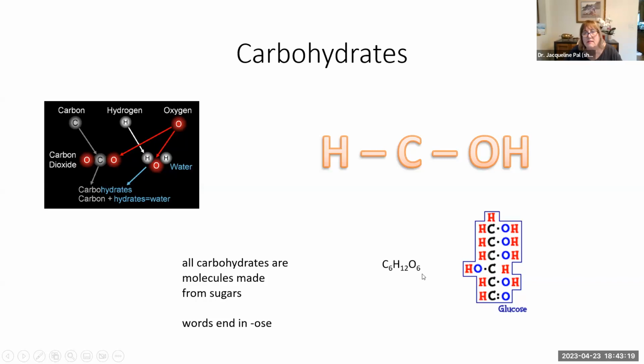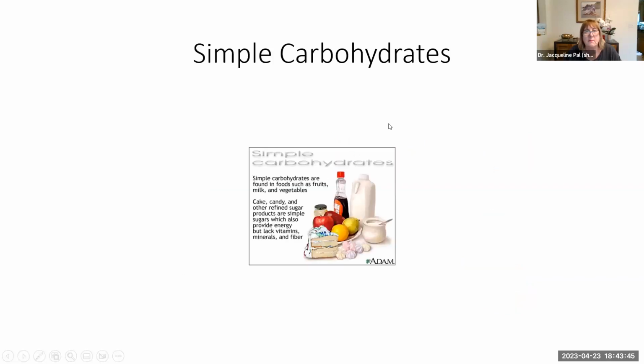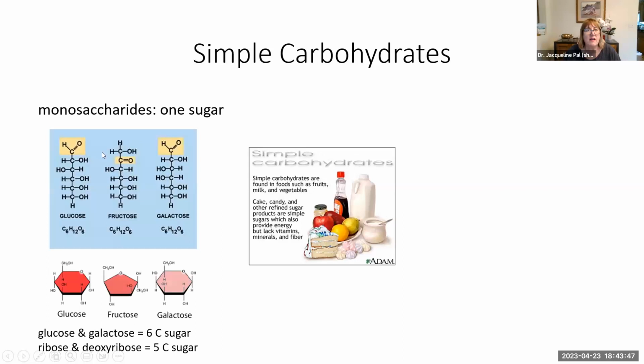All carbohydrates are molecules made from sugars. They're all C6H12O6 derivatives. Because they are sugars, they all end in the suffix "-ose", O-S-E, like glucose, fructose, galactose, maltose. Any ose that you know is going to be a carbohydrate. It's going to be made of a sugar, C6H12O6.